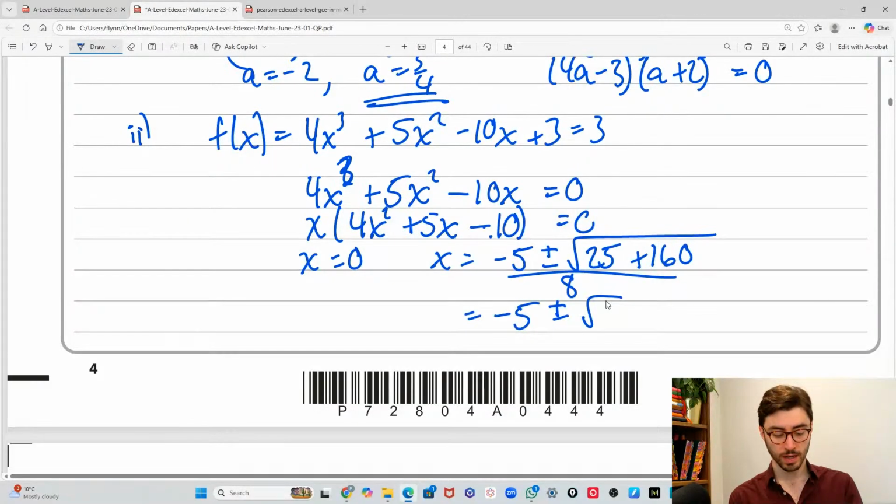Minus 4ac. No, that does not c. This is c. Oh, God, I shouldn't. All over 2a. And yeah, no, 185 does not simplify. So I'm just going to leave it like that.